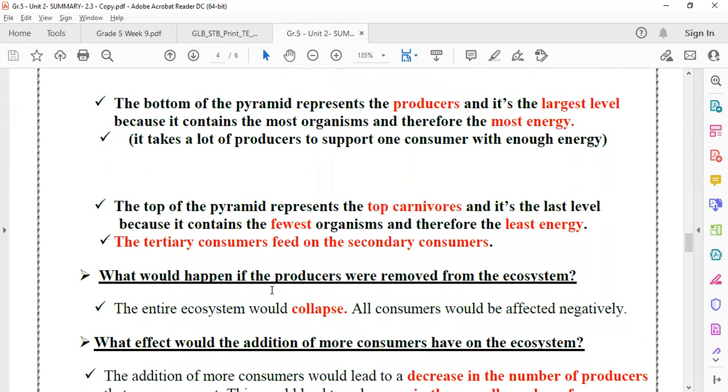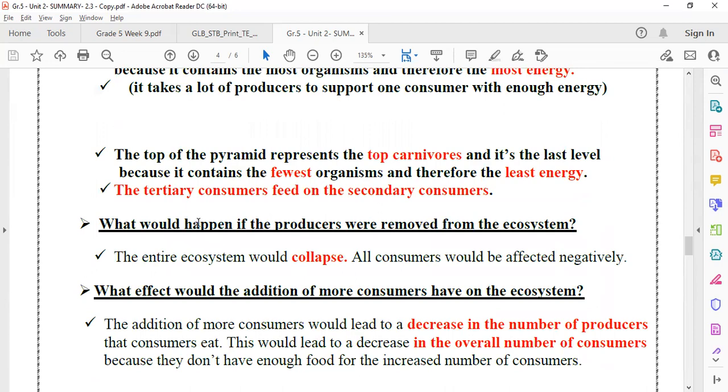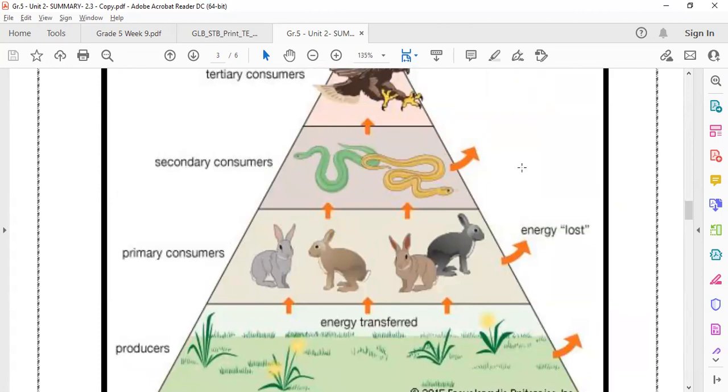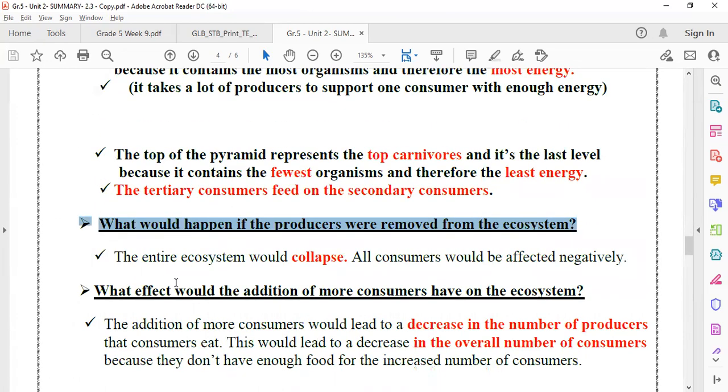Okay. Then what would happen if the producers were removed from the ecosystem? What will happen if you removed all the producers from the ecosystem? We studied this before. The entire ecosystem would collapse. It would be damaged. There would be no healthy ecosystem because all consumers would be affected negatively. If you removed the producers, you removed the food from the food web or from the ecosystem. In this case, the primary consumers will have nothing to eat. After a while, they all will disappear. Then the secondary consumers will have nothing to eat and so on. So the whole ecosystem would collapse.